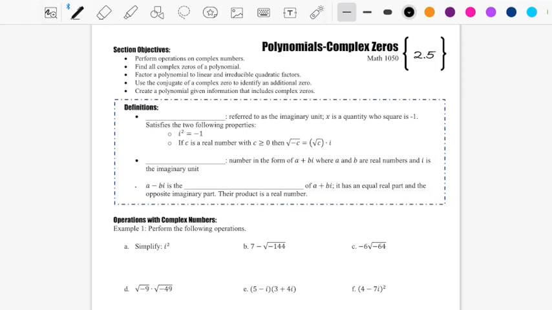2.5, polynomials with complex zeros. The first thing we need to address is the imaginary unit. We just call it i. i is equivalent to the square root of -1.